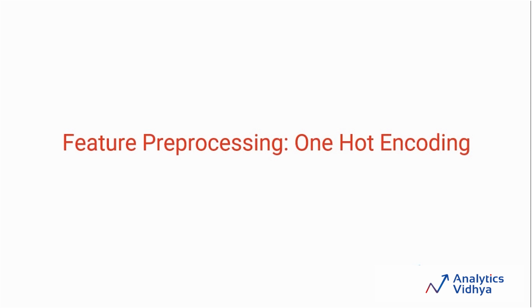We have covered some pre-processing techniques for continuous variables so far. Let's move ahead to the feature pre-processing techniques for categorical variables. We'll start with a very popular one, one-hot encoding. It's often also called dummy encoding.